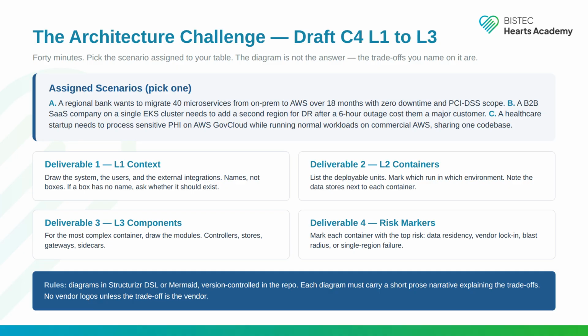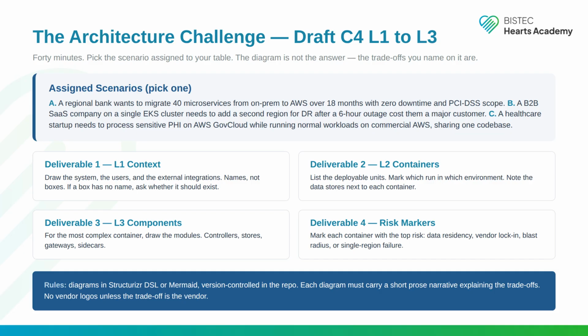Pick the scenario. Then produce 4 things. L1 context: the system, the users, the external integrations. Names, not boxes. If a box has no name, ask whether it should exist. L2 containers: the deployable units, with the environment each one runs in, and the data stores next to each container. L3 components: for the most complex container, draw the modules, controllers, stores, gateways, sidecars. And risk markers: every container tagged with the top risk, data residency, vendor lock-in, blast radius, or single region failure.